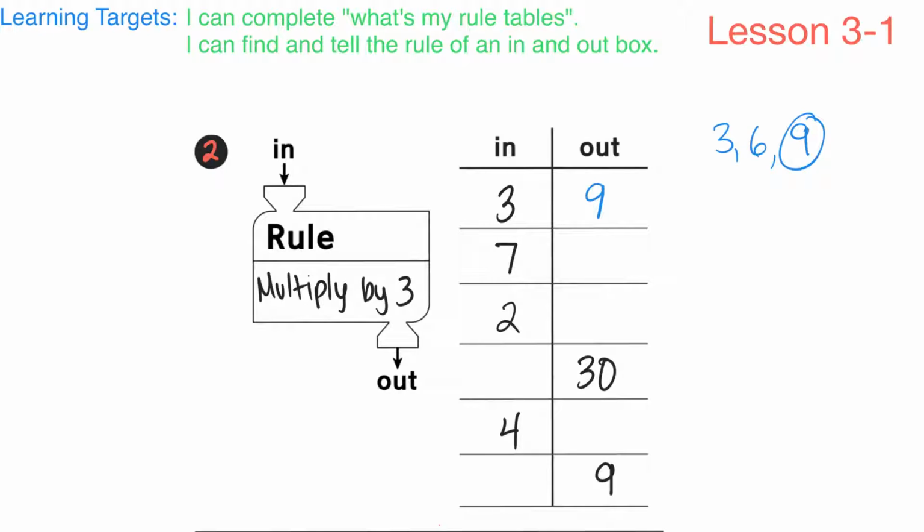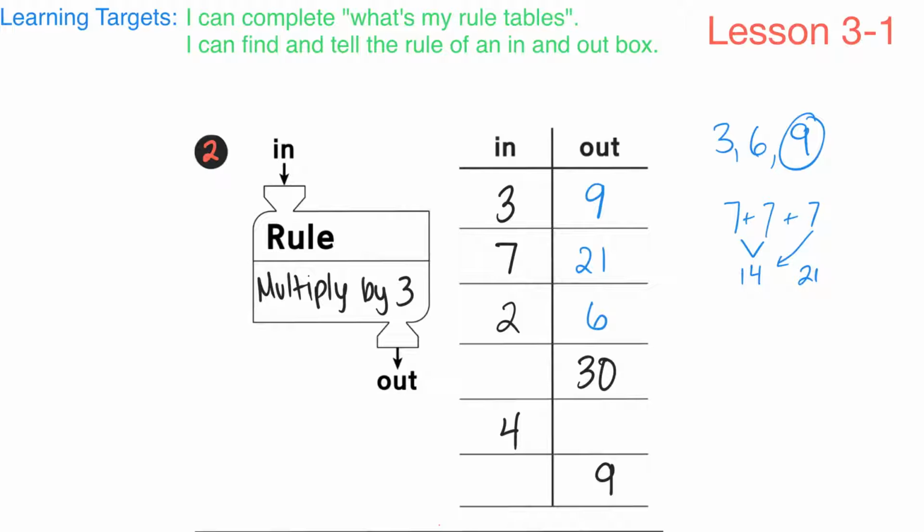The next example that I have is I'm going to put 7 into my rule and do 7 times 3. And I'm thinking 7 plus 7 plus 7. And I know 7 plus 7 is 14. 14 plus 7 is 21. So 21 comes out. I'm going to continue on with this problem. 2 times 3. And I'm getting my 2 right here. 2, putting it in, multiplying it by 3, and seeing what comes out. So 2 times 3 is 6.